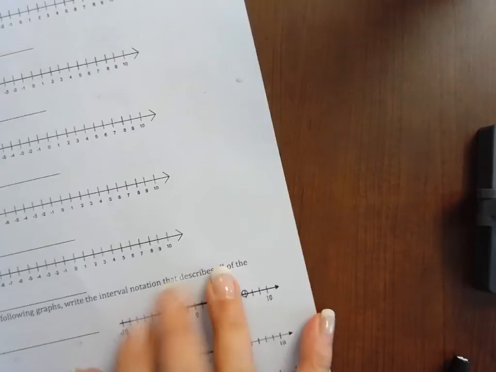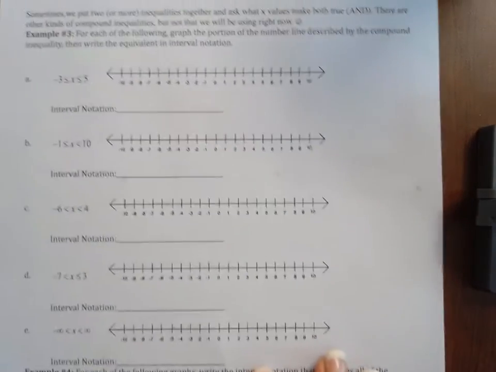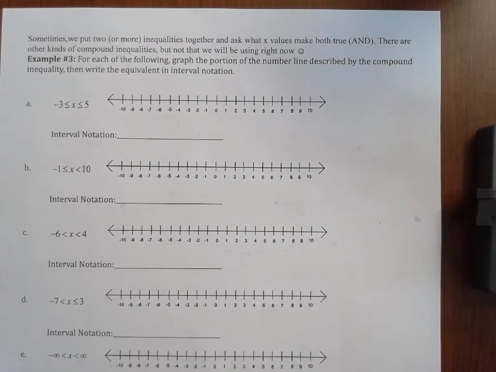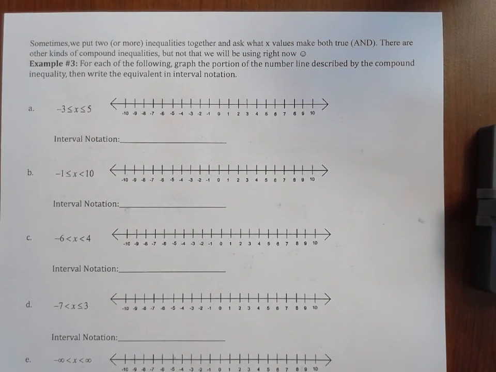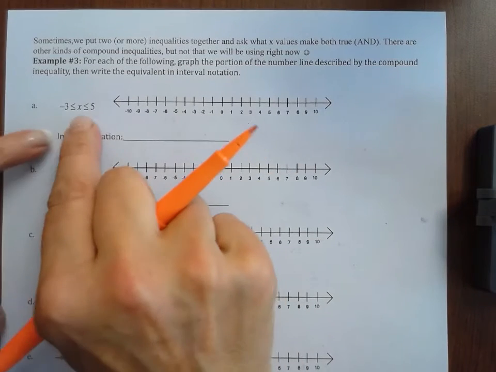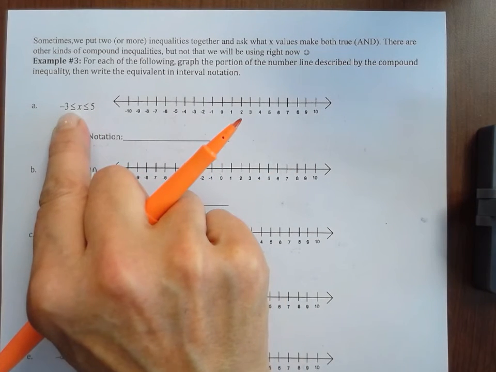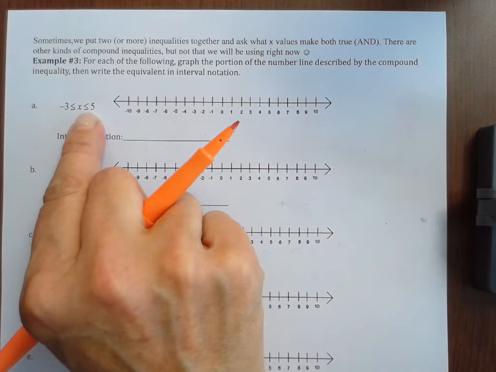All right, backside. Compound inequalities. That's where we put two inequalities together. We talked about them, I think, in Algebra 1, and there were some ands and some ors. We're only going to use the ands for this one. It's basically saying -3 is less than or equal to x, which is less than or equal to 5.